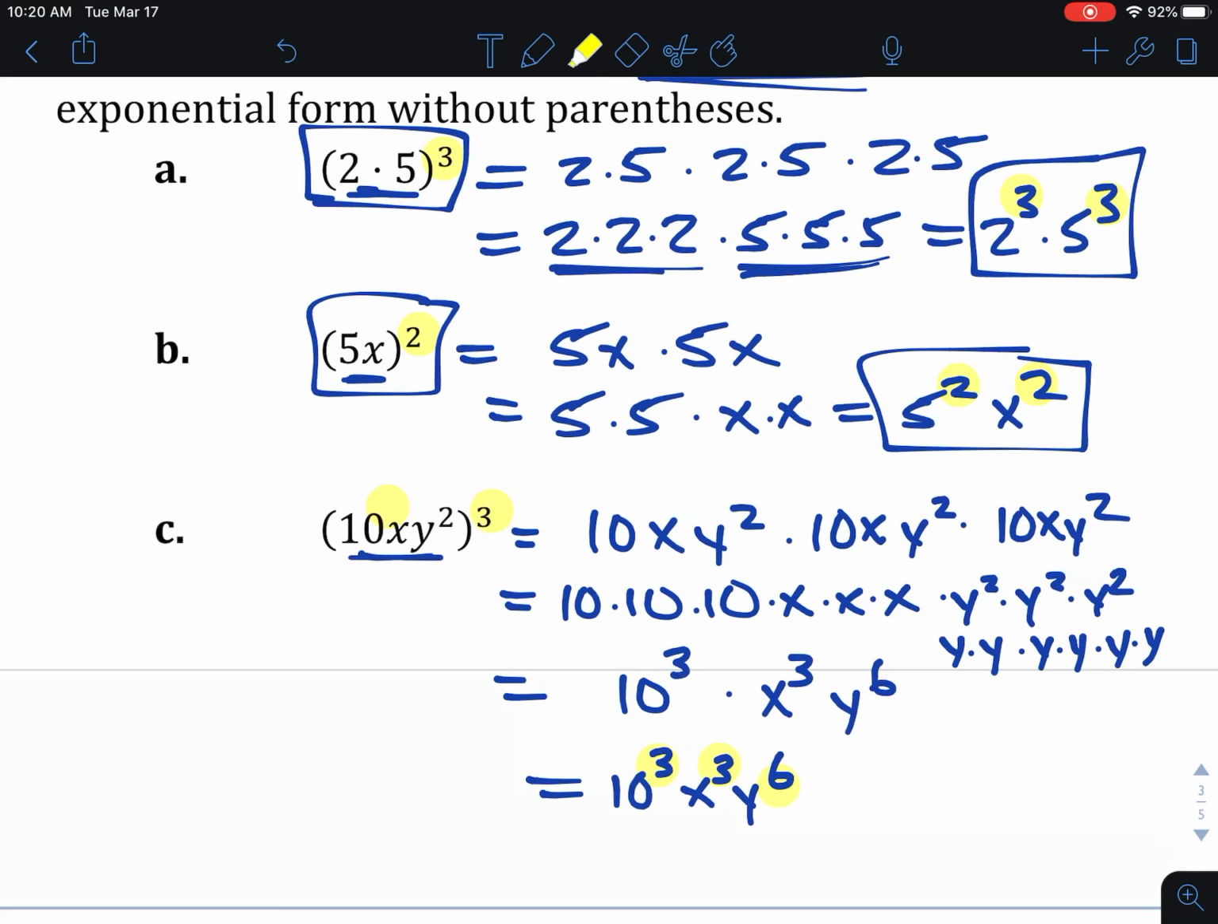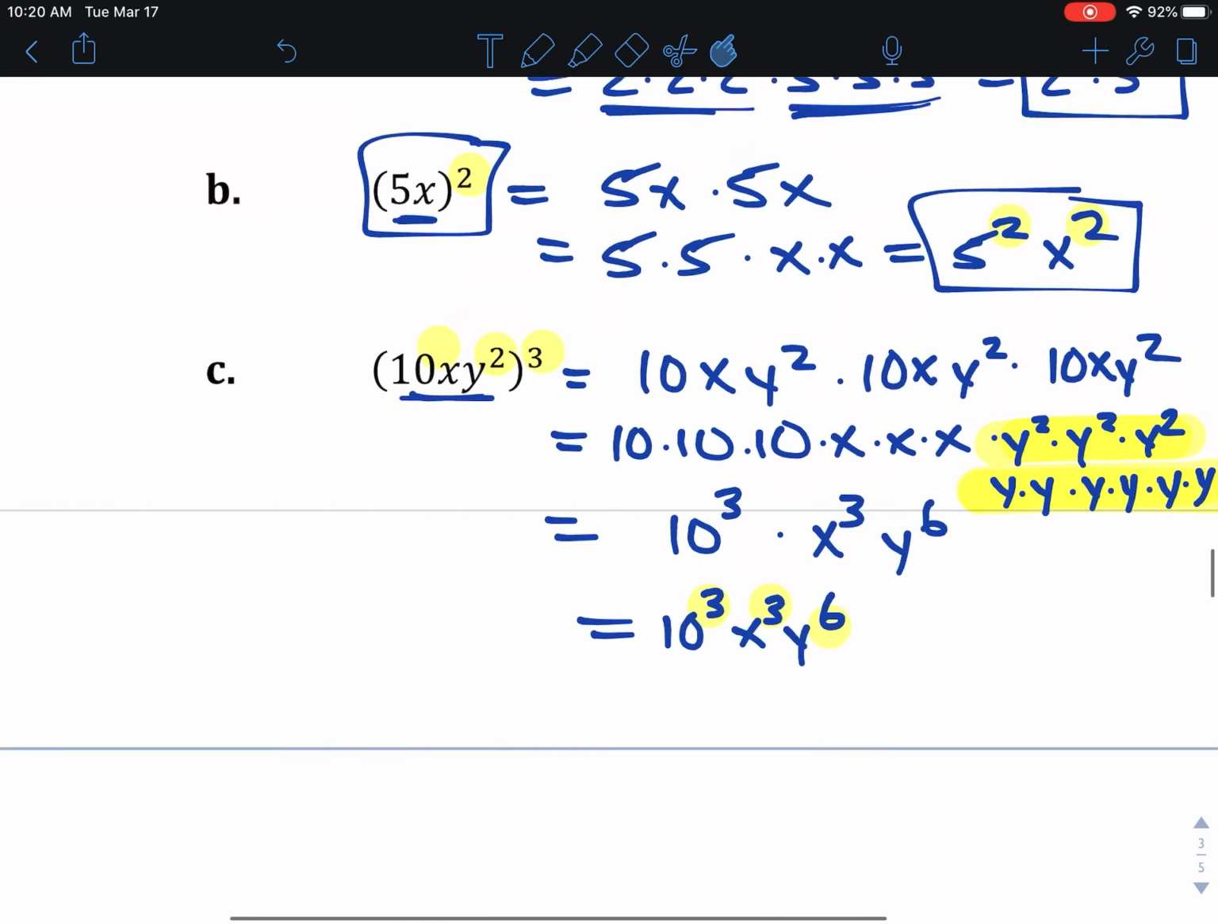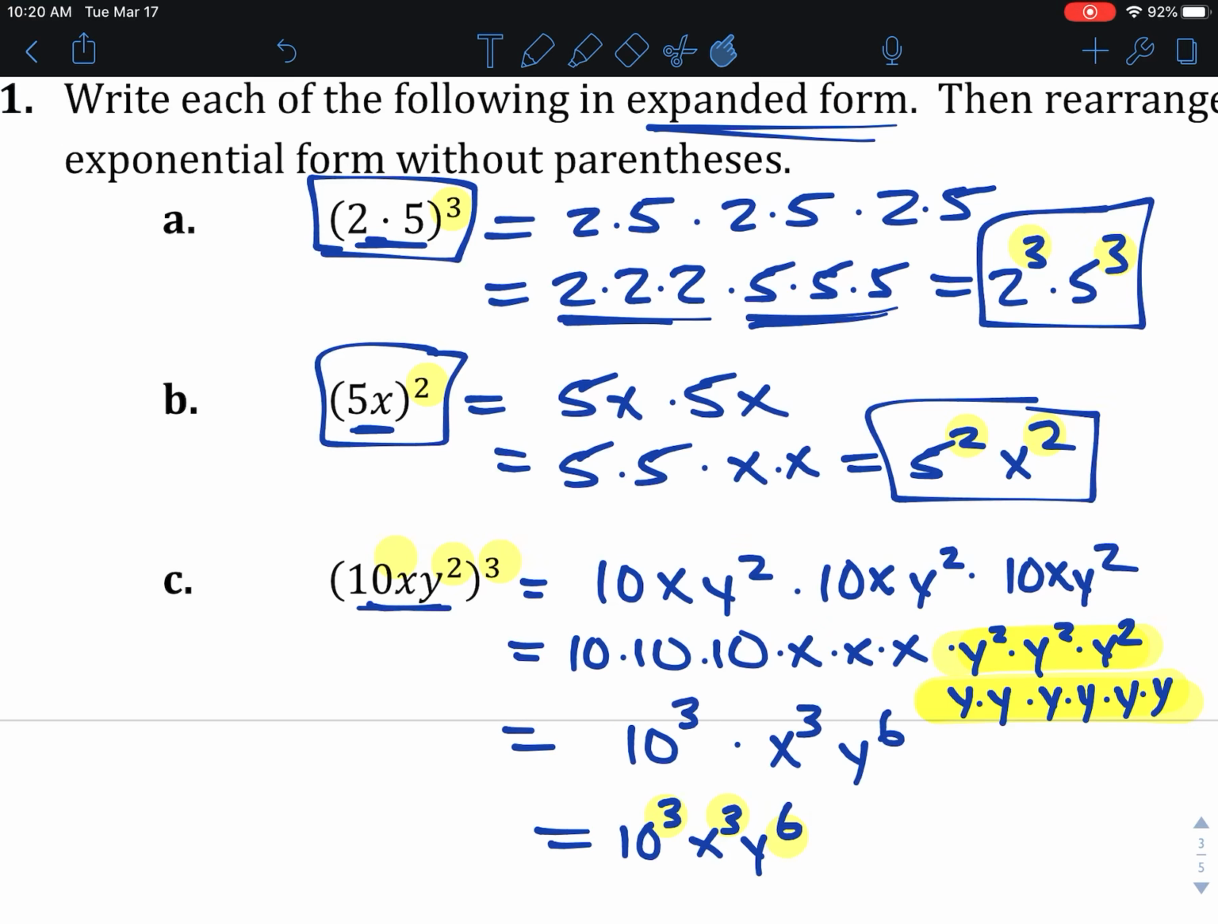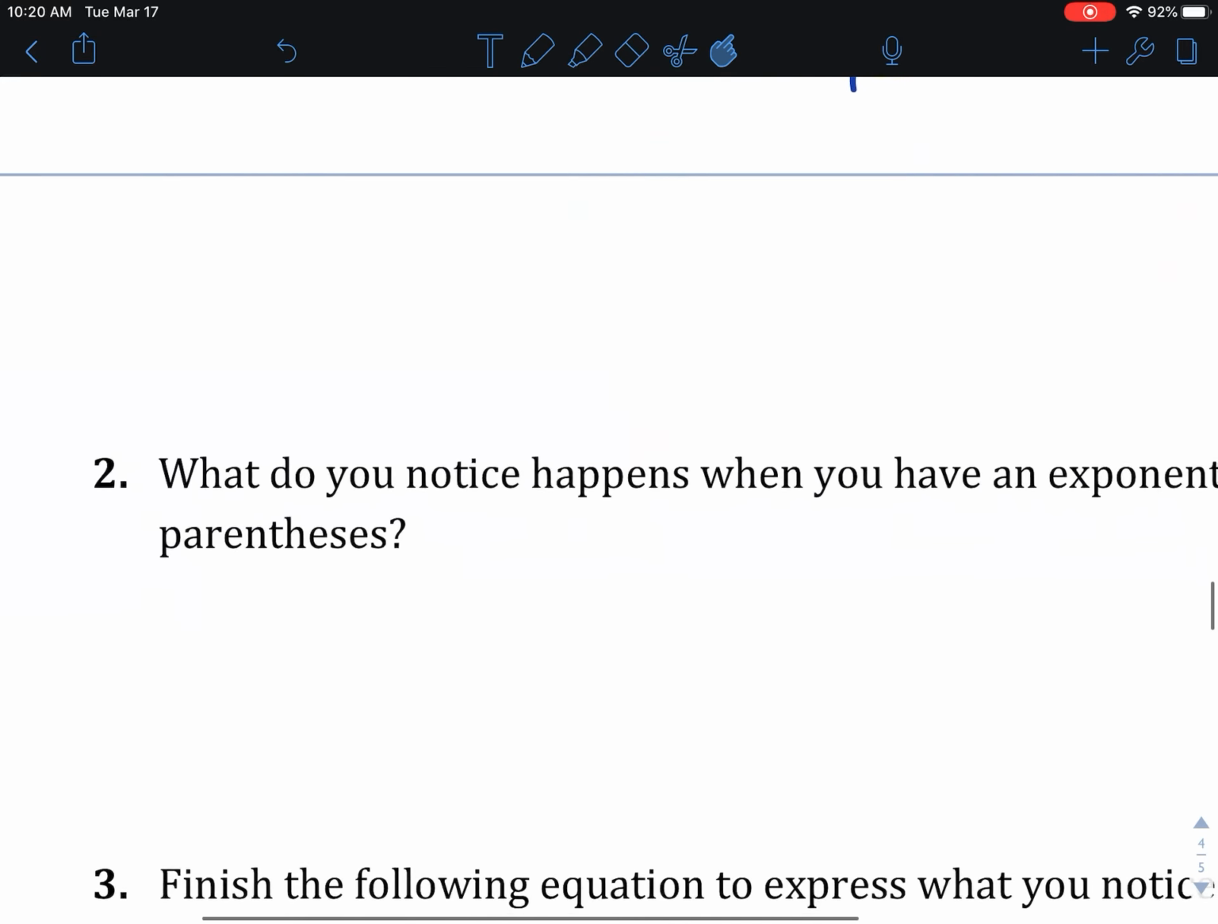But somehow we got a 6 there, so that's kind of interesting. So it was a 2, and now it's a 6. We'll see more of that pretty soon. But it looks like, again, we don't need the shortcut. We just wrote it out in expanded form and then just counted. So there we go. But what it looks like here is that we keep the bases the same. They just each get the exponent.